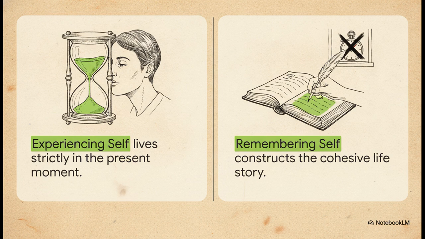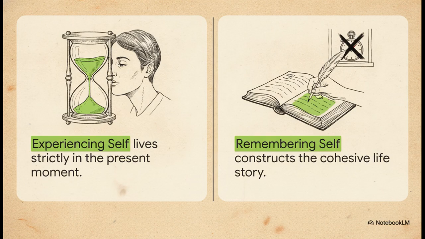Okay, highlight this crucial distinction for your exam, because it is the absolute foundation of our analysis today. On the left, we have the experiencing self. This self lives strictly in the present moment. It feels pleasure and pain right now as they happen, and it actually cares deeply about the duration of those feelings. Like a long, delicious meal is obviously better than a short one.